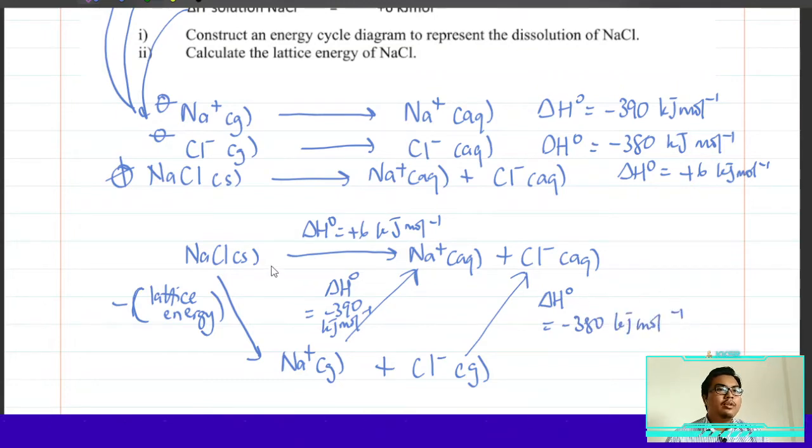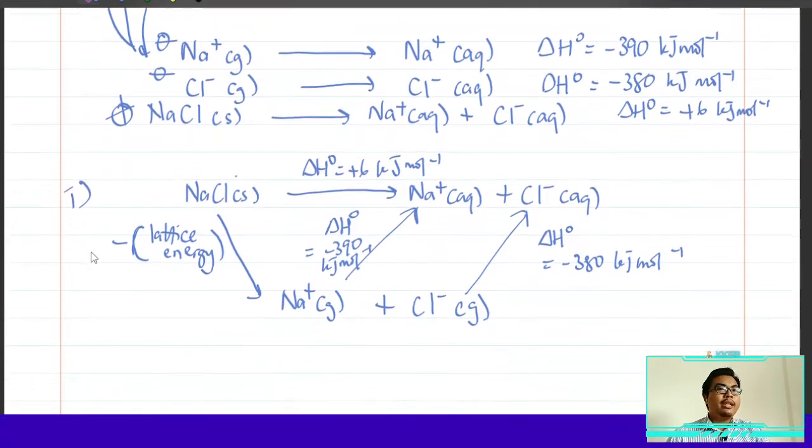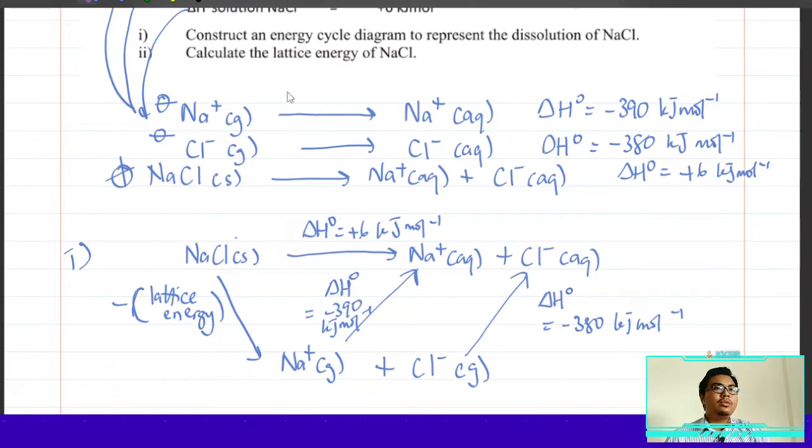Okay, so now you will see here that the cycle is actually complete. So kita ada satu jalan utama kita which is our target, and then kita nak cari jalan yang jauh sikit, the alternative pathway lah. Okay, so that's the energy cycle diagram. Question number 1 settled. Okay, next they ask us to calculate the lattice energy of NaCl.